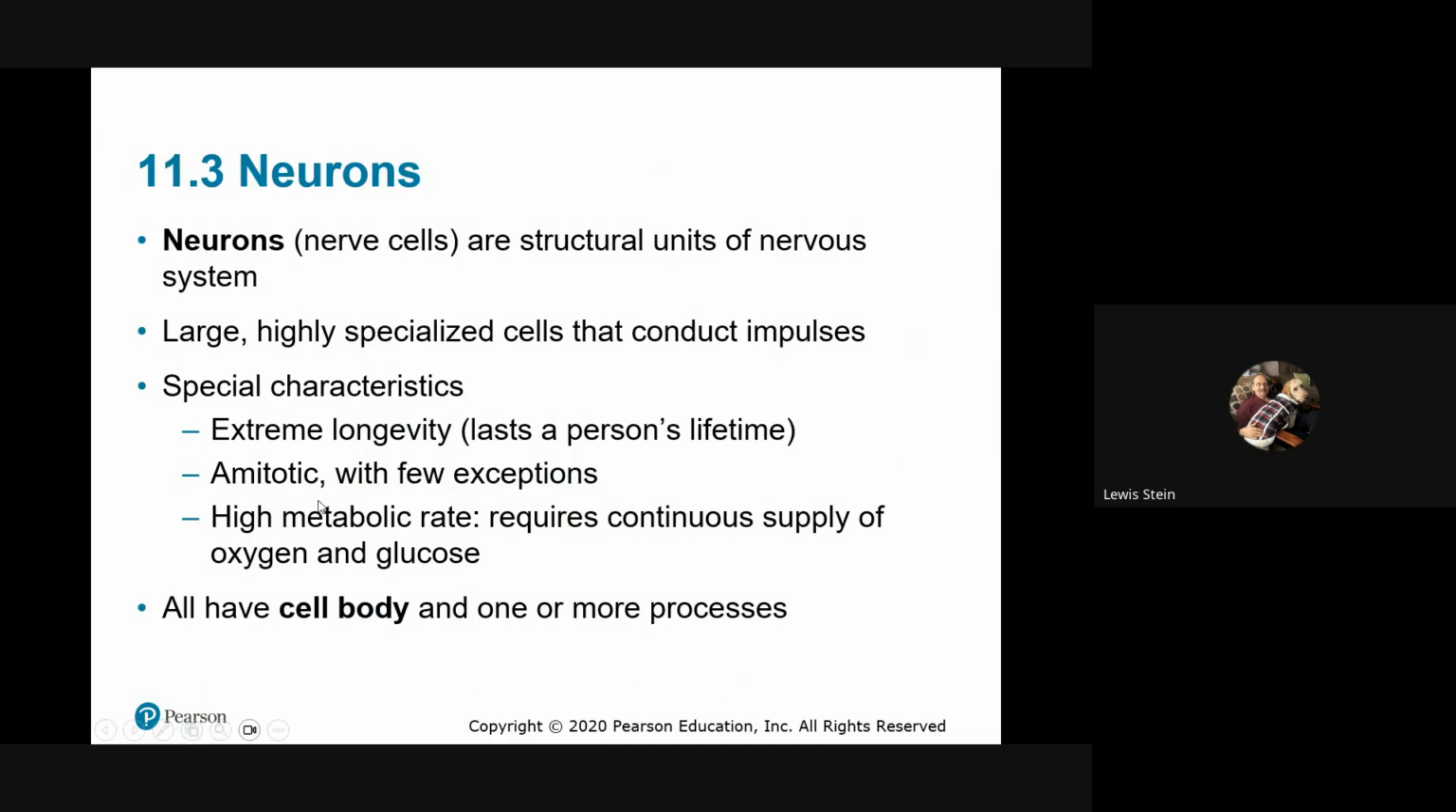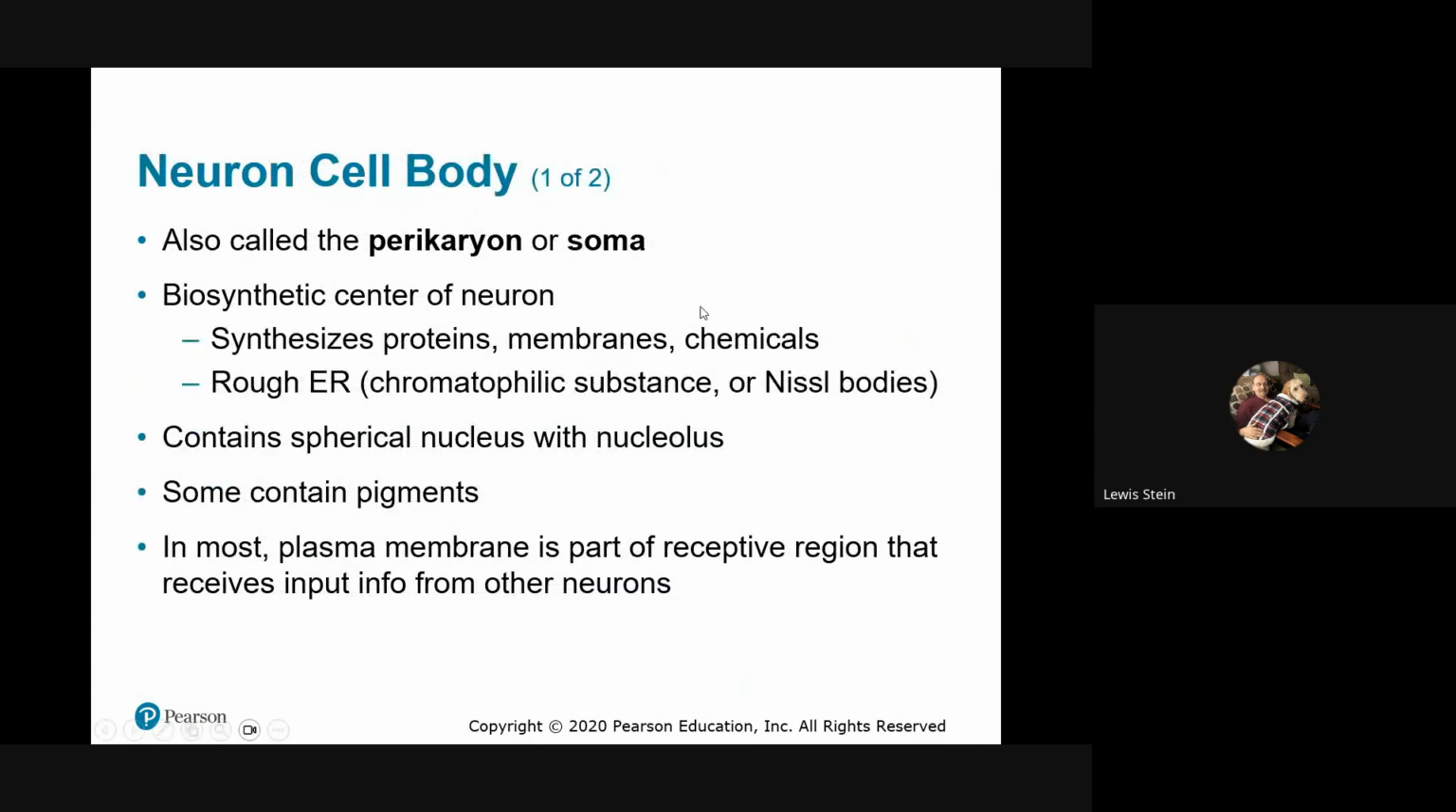Moving on. So neurons are amitotic, have a high metabolic rate, and all have the cell body and the processes. That's what we're covering today, the anatomy. Again, the perikaryon or soma or cell body, use the term nuclei differently. They make all the other stuff, and it's constant. They're very, very busy cells. That's why they need so much glucose for energy. That's the energy aspect. They use other materials as well.